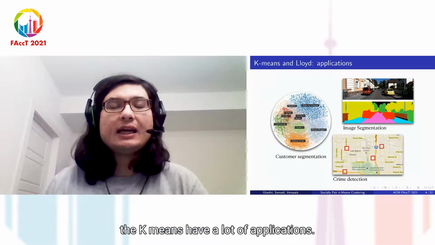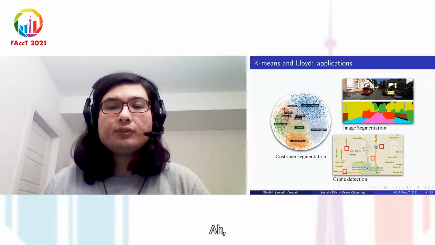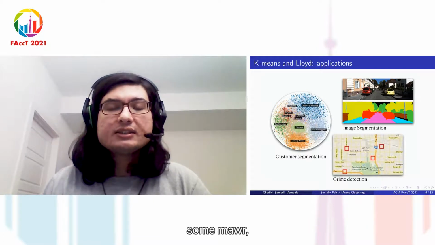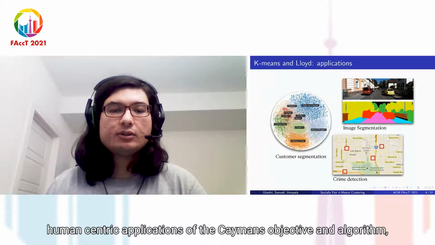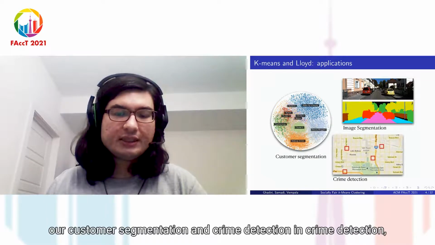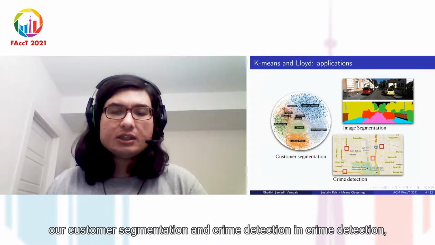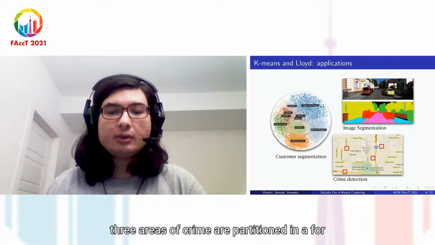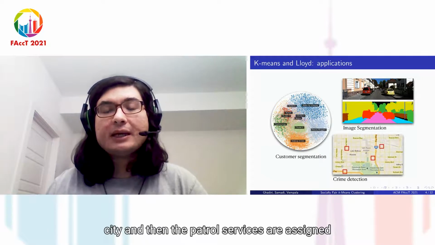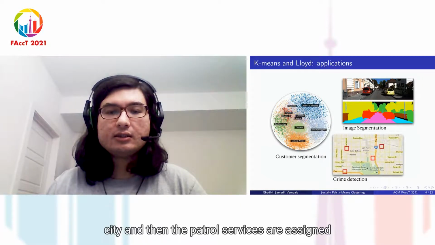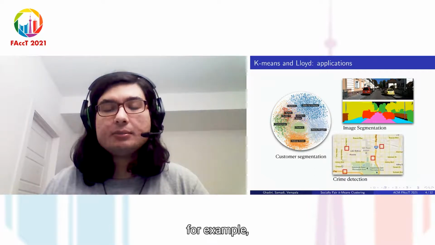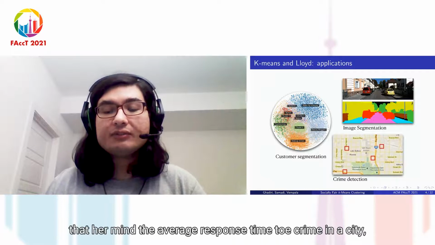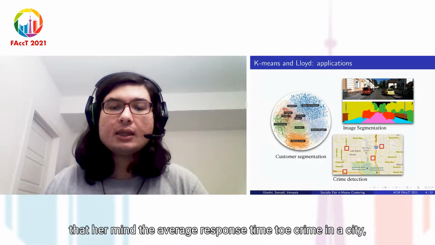The k-means have a lot of applications. For example, image segmentation. Some more human-centric applications of the k-means objective and algorithm are customer segmentation and crime detection. In crime detection, the areas of crime are partitioned in, for example, a city, and then the patrol services are assigned based on this pattern. And that could, for example, determine the average response time to crime in a city.